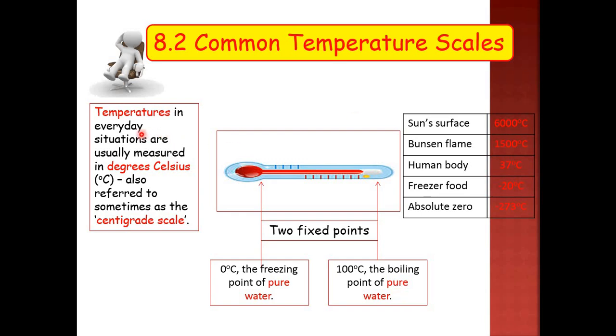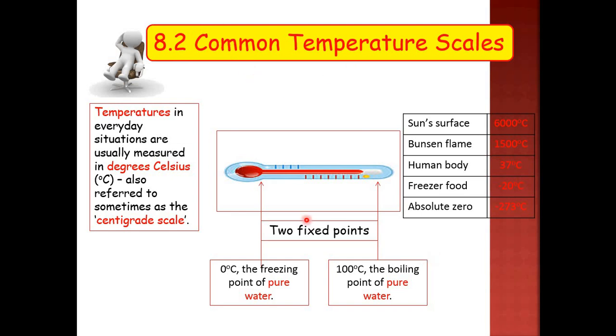So here you have the common temperature scales. Temperature in everyday situations is usually measured in degrees Celsius, also referred to sometimes as the centigrade scale. This is basically the second subtopic, at point 2.